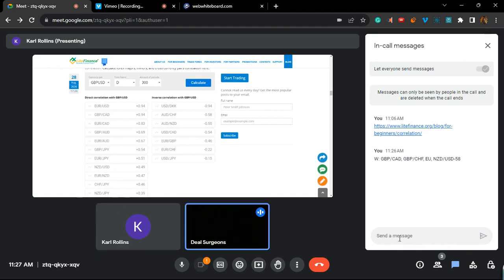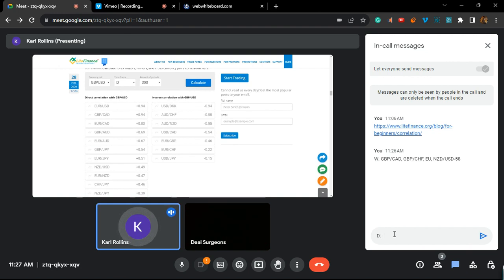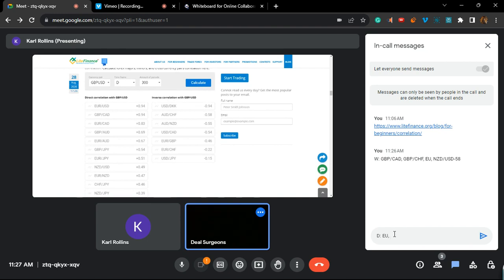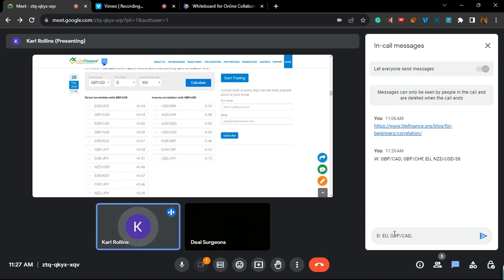Now go to the daily and tell me what you see on the 300. Okay, on 300 daily, I have EU, which is 94%. Okay, I have GBP/CAD, which is 94% too. Okay, I have Euro/CAD, which is 83%. Euro/CAD, yes, 82%, 83%. Okay, that's it, and GBP/AUD 69%.